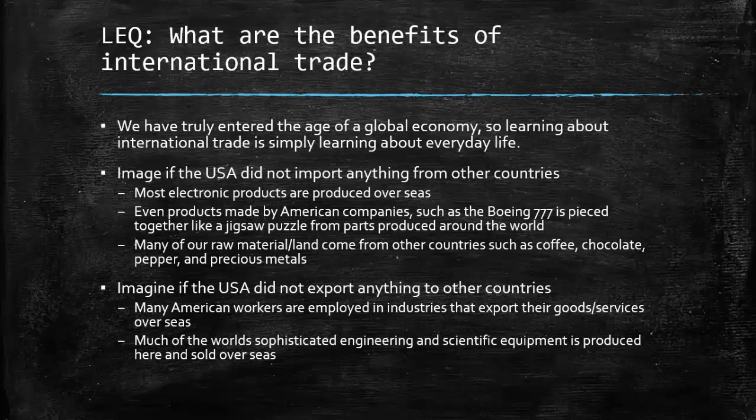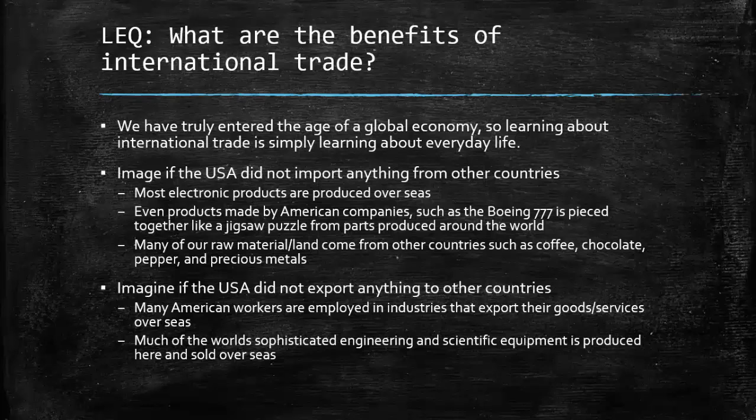The parts of the plane are produced all over the world and it's put together like a jigsaw puzzle here in America. Also, this is a big one. Many of our raw materials, such as oil, come from other countries, in addition to coffee, chocolate, pepper, and precious metals. Okay, so as you guys can see, we need to import. That is, we need to buy things from other countries.